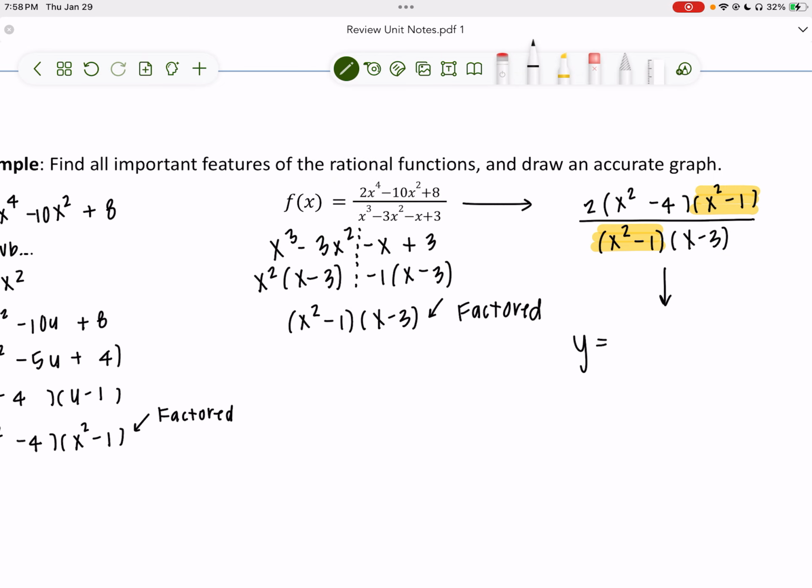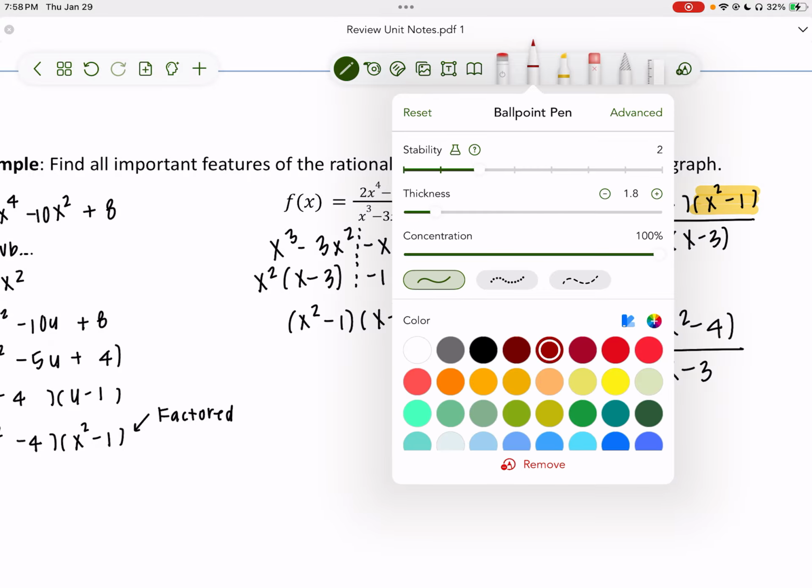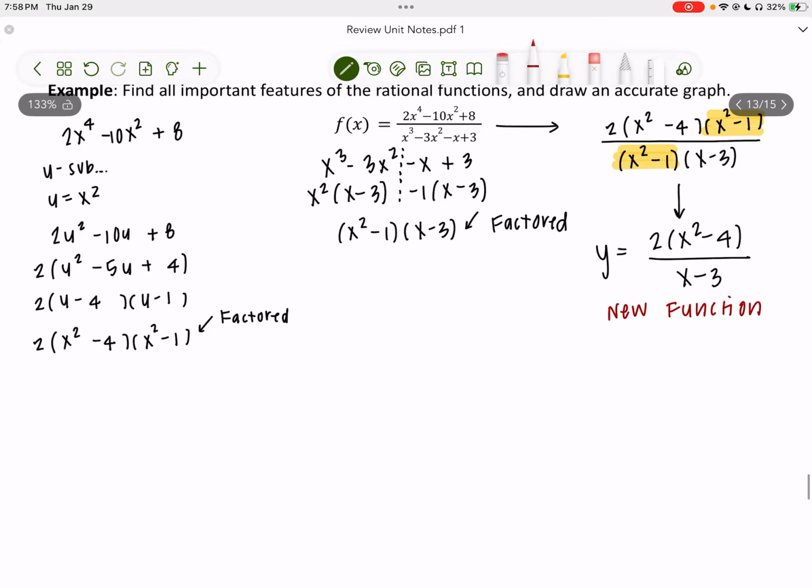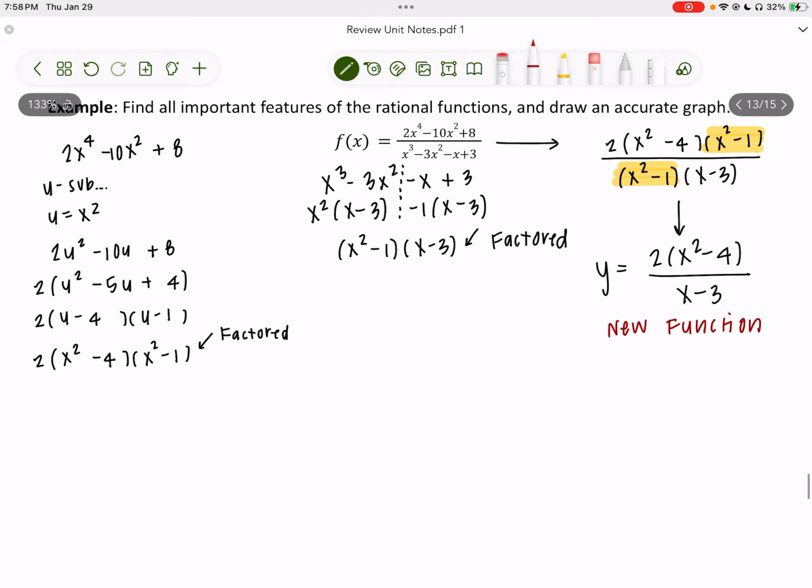So let's start writing this again. If I get rid of it, I have 2 times x squared minus 4 over x minus 3. This is the equation I'm going to find everything else from. This is what I'm going to reference now. This is my new function. I'm no longer using the original. I need to find my hole or holes. I said x squared minus 1 cancels out.